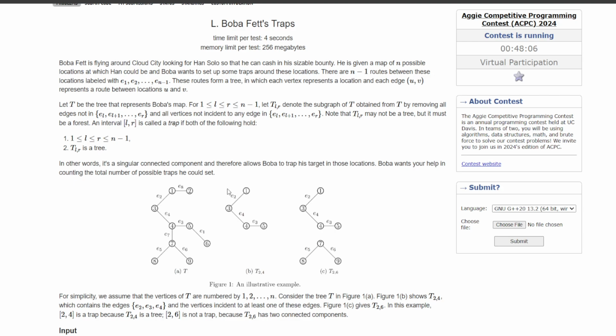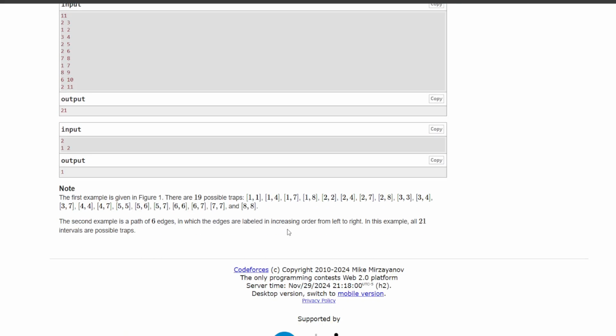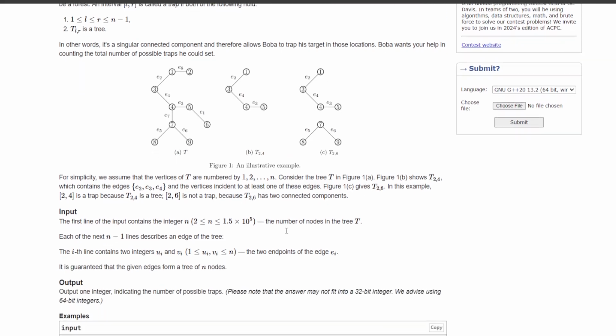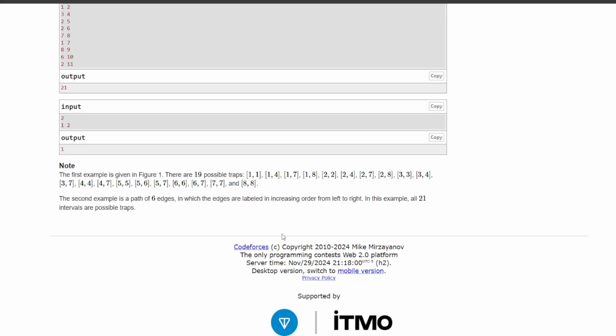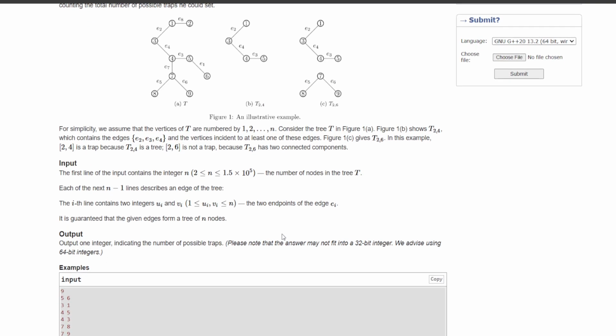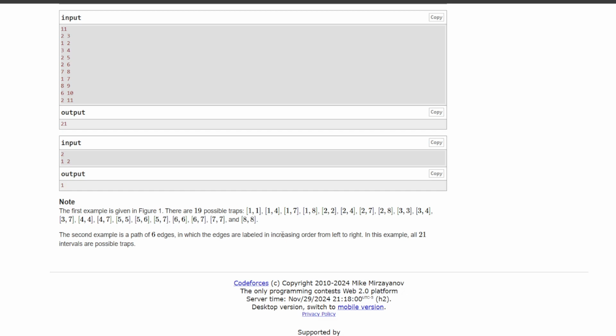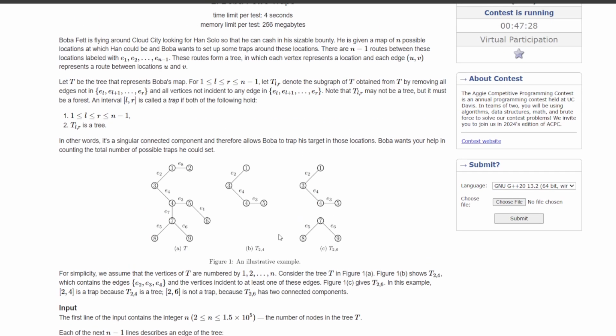Wait, okay, let's try this. What if it's not a tree? Is there an easy way to do that? Yeah, this question is a bit hard. You know what? Screw this. I'm gonna spam asserts on I.